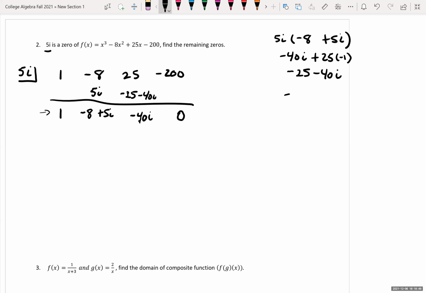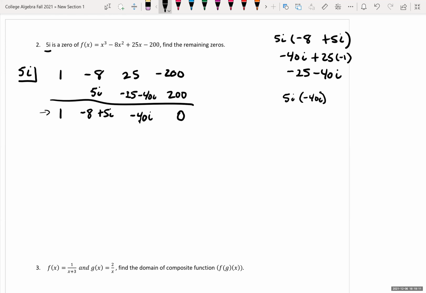So 5i all times -40i. Well, 5 times 40, that's negative 200. And i times i, that's i squared, which is negative 1. So this is going to give me a positive 200. And this gives me 0, like I said I should get.